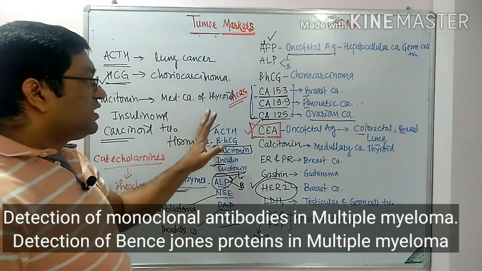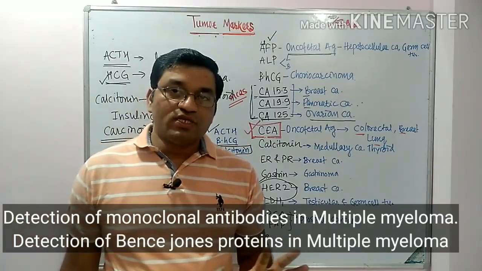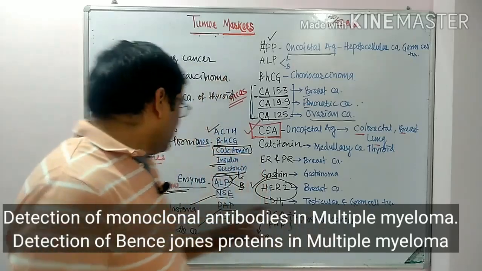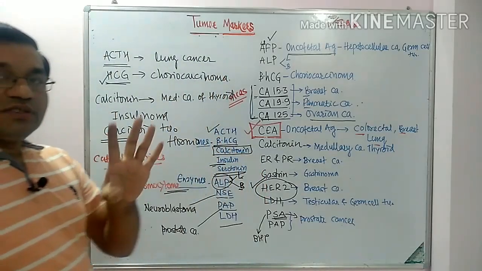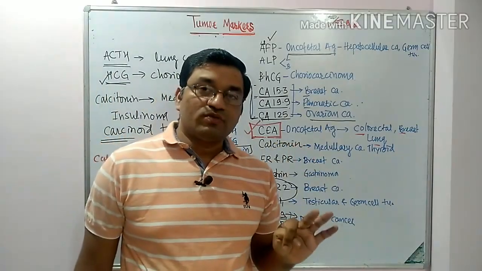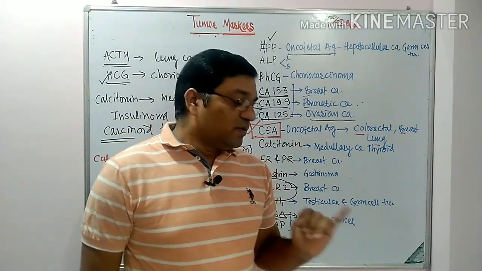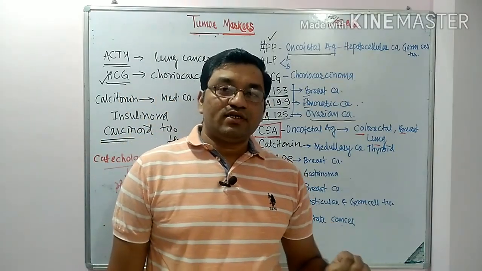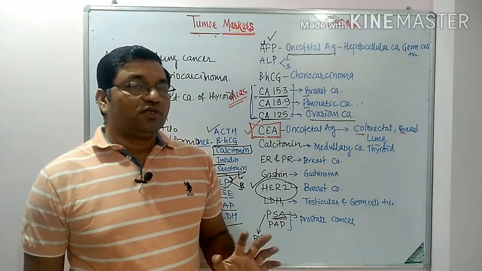So there are a number of tumor markers. These are the commonly used tumor markers. They are used in the screening of the disease, diagnosis of the disease, staging of the disease, prognosis, then monitoring of the treatment and follow-up of the patient. So these are the uses of these tumor markers.